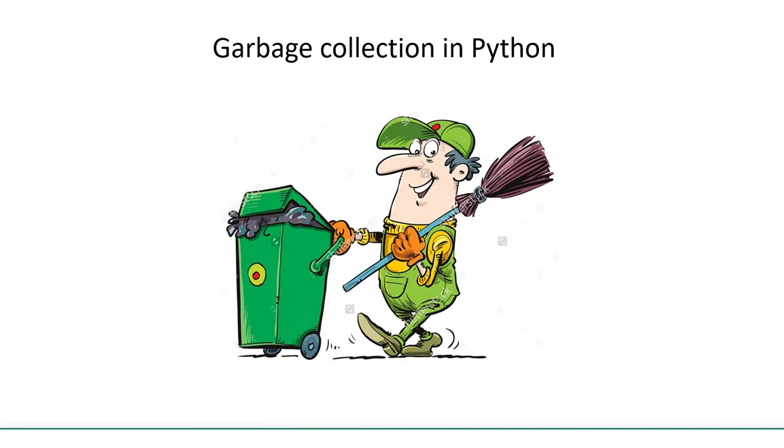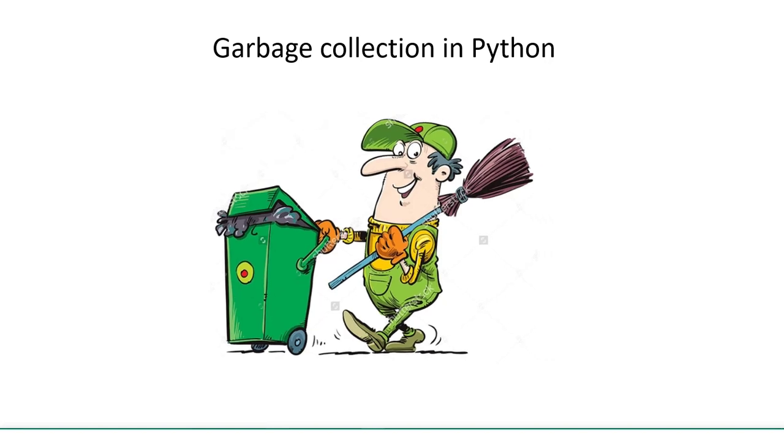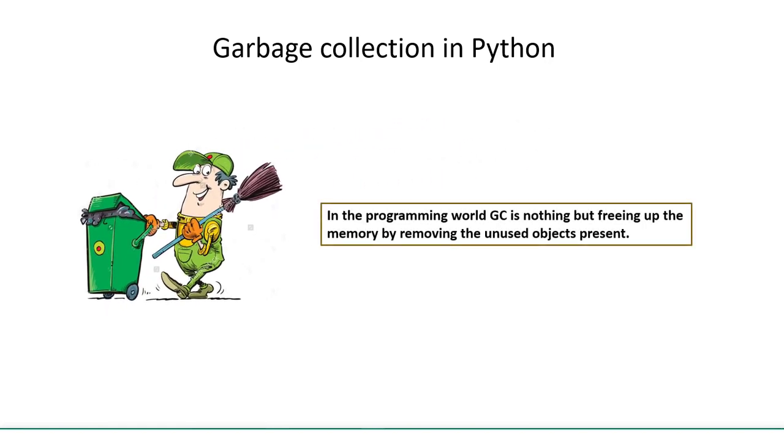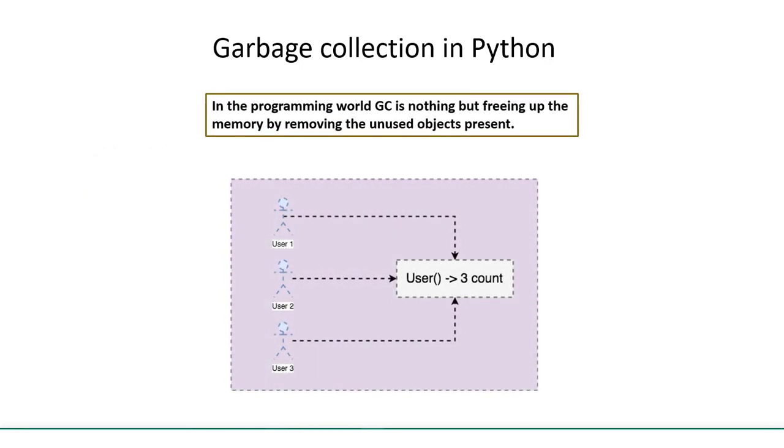What do we mean by garbage? Typically, any unused object in Python would be considered garbage. So in the programming world, garbage collection is nothing but freeing up the memory by removing unused objects that are present in the program. So for example, let's say I have a user class and there are three objects that are instantiated or created using the user class.